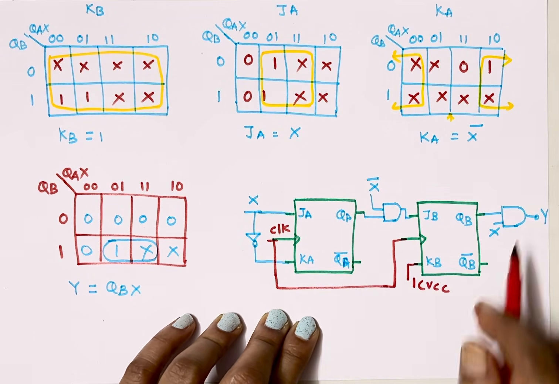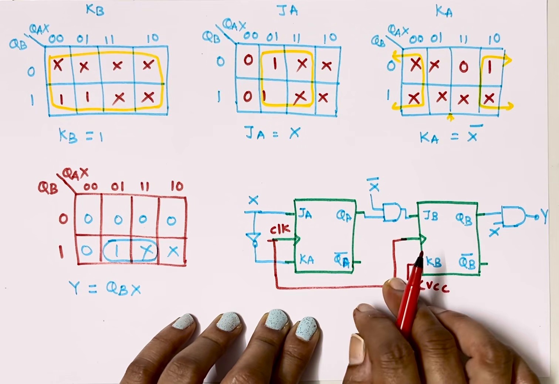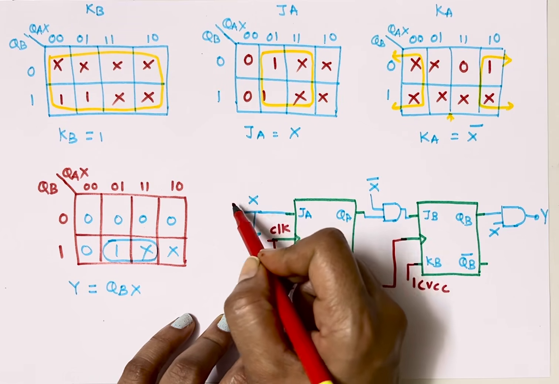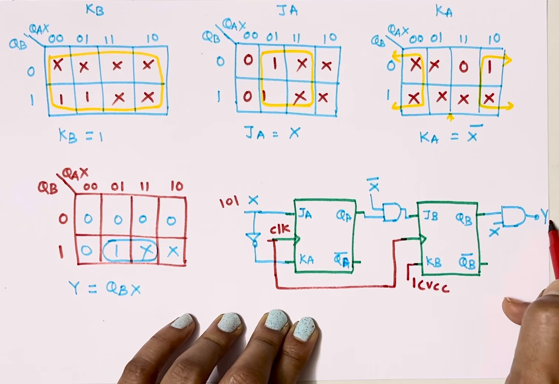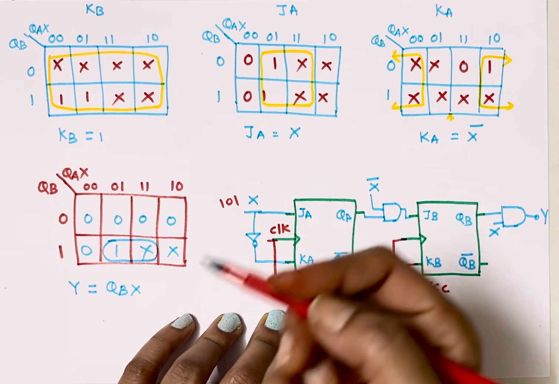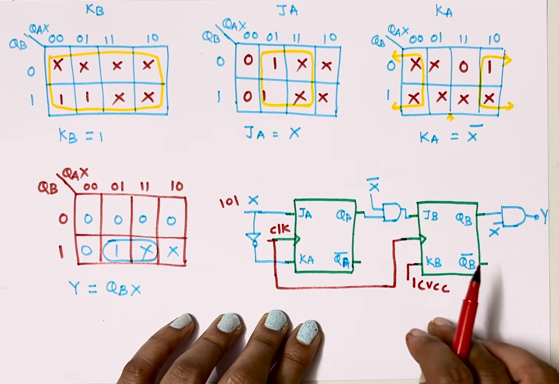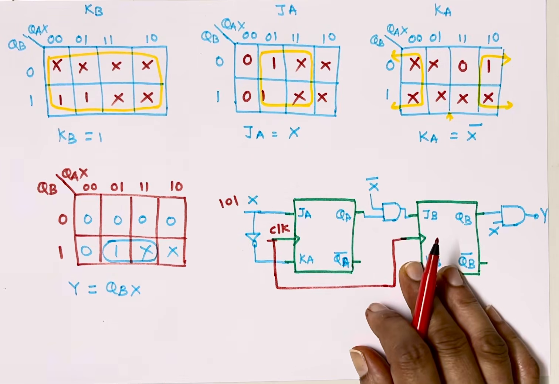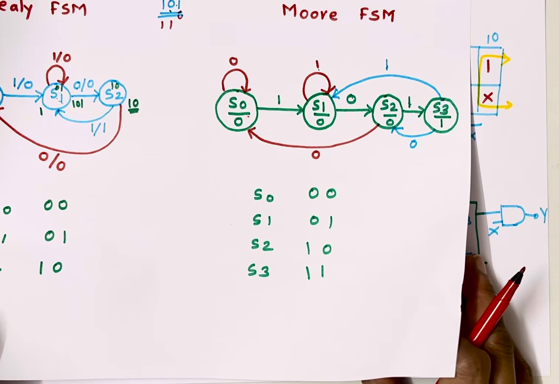If you implement this circuit using hardware, or if you simulate this circuit and apply some sequence, and let's say 101 comes, then when 101 comes in the sequence, your output will become 1 after detecting the entire sequence. Now let's see how to implement the same circuit using Moore FSM. We already have the state diagram for Moore FSM and we need to follow the same steps.